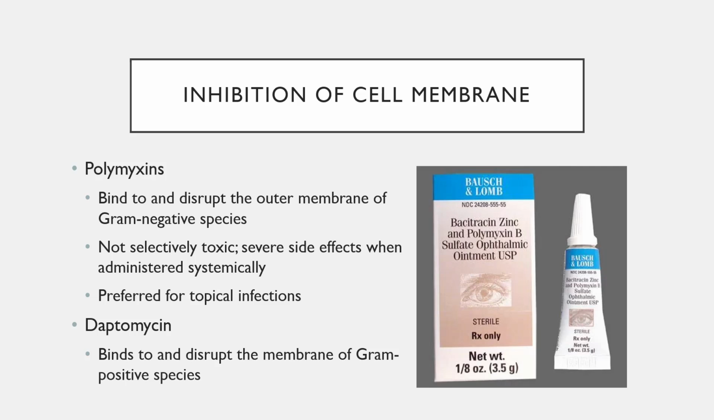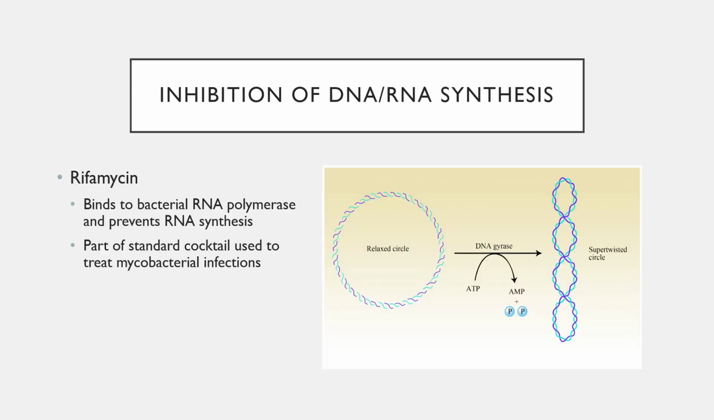The third category of antibiotics are ones that inhibit nucleic acid synthesis, or in other words, synthesis of DNA and/or RNA. Rifamycin is one of these drugs, and the way that it works is by binding to the bacterial RNA polymerase enzyme. The RNA polymerase enzyme found in bacteria has a different structure than the RNA polymerase enzyme found in our cells. And in this way, the drug is selectively toxic and can inhibit the synthesis of RNA.